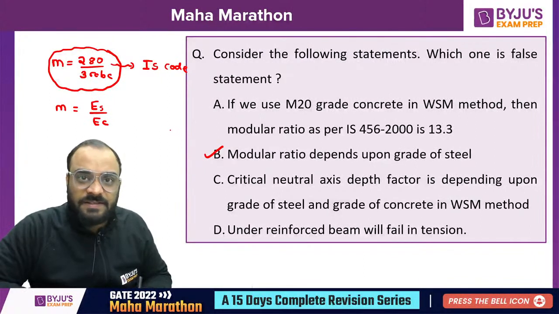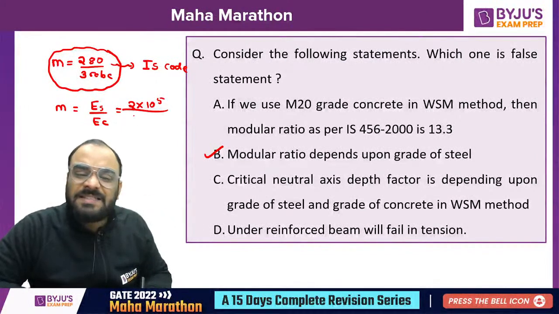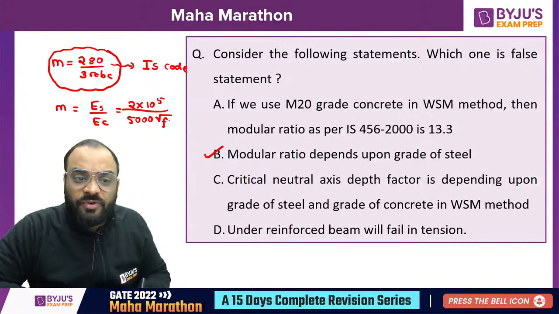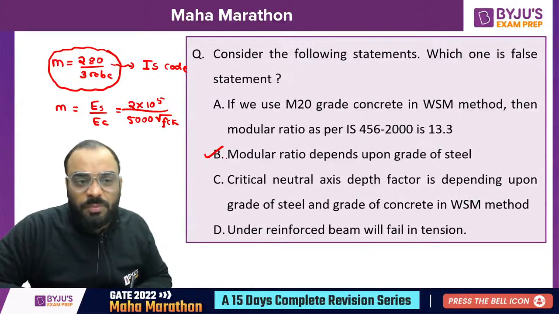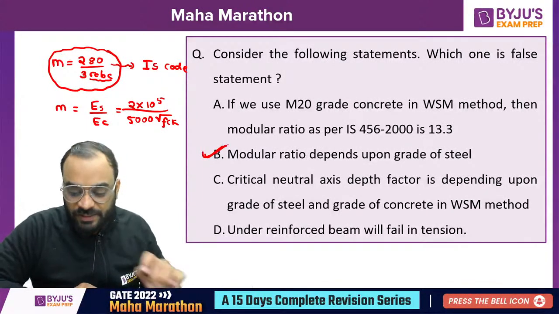ES is what? That is basically Young's modulus of elasticity of steel, which is 2 into 10 raised to power 5. And EC is what? That is basically Young's modulus of elasticity of concrete, 5000 under root of FCK. So this statement is wrong because, we know, guys, it depends upon the grade of concrete only. So that's why, guys, B is the correct answer for this problem.